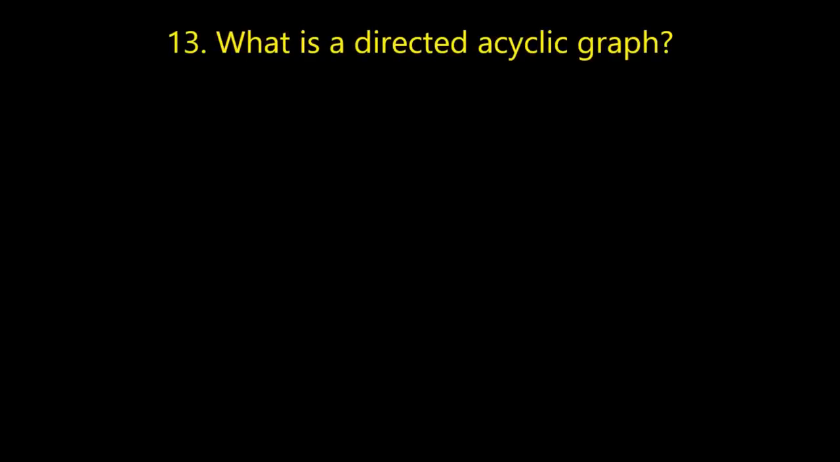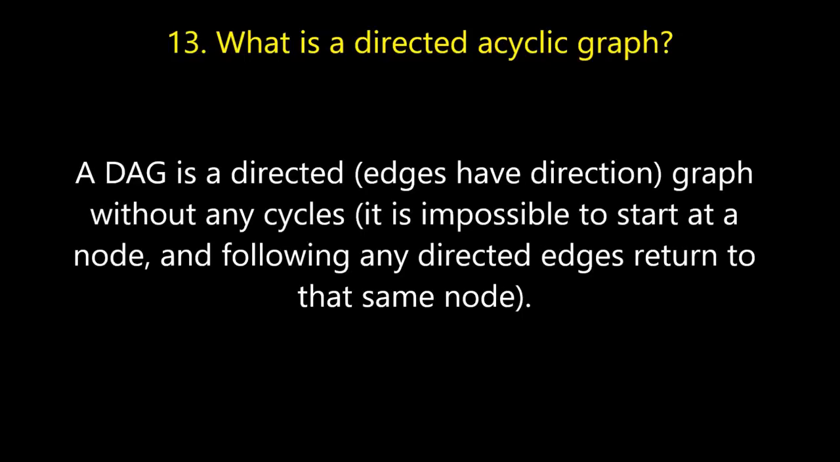Question number 13. What is a directed acyclic graph? A DAG is a directed graph without any cycles.